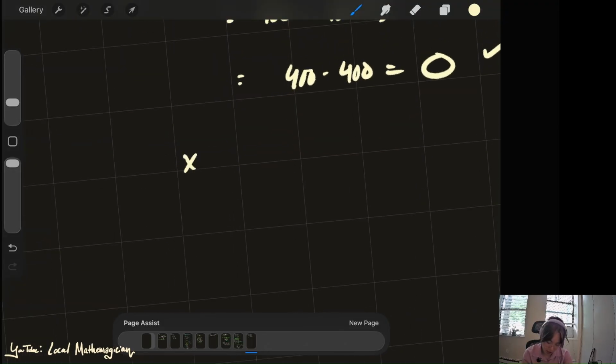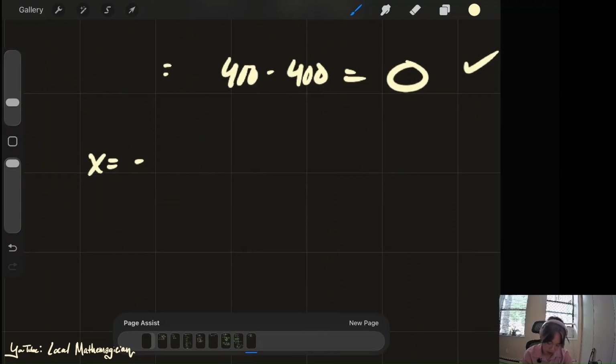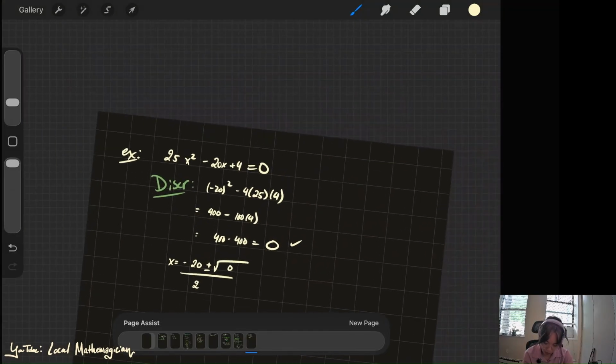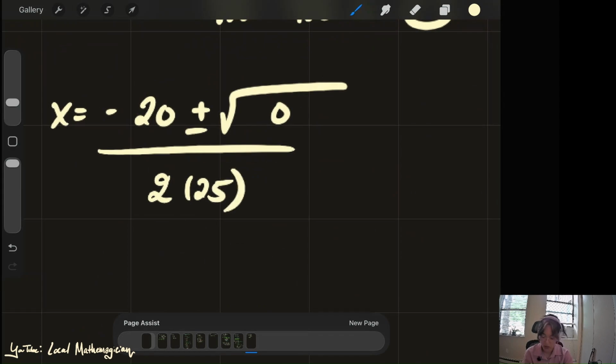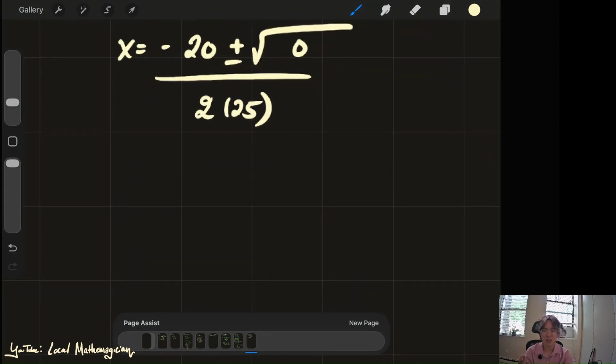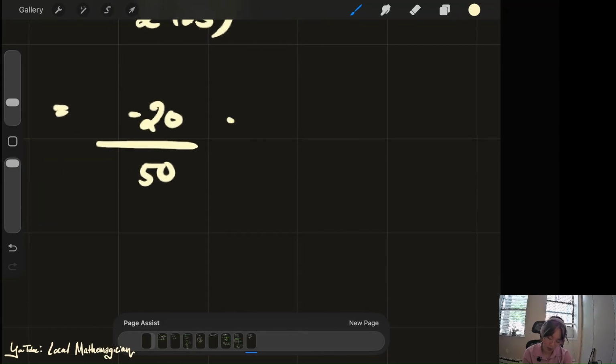We know that x is equal to -b. So -b is 20 plus or minus the square root of b squared minus 4ac. We know that's 0. All over 2 times a. What is a? 25. Just like that. Plus or minus root 0. It's 0. Plus or minus 0 is not worth doing because it's going to be the same answer. So actually you're going to have 20 over 50. Well, ain't that nice? Because then this simplifies down to 2/5. And that's your one solution. X is equal to 2/5.